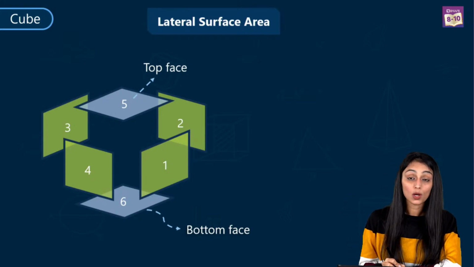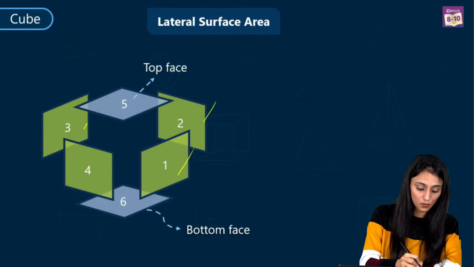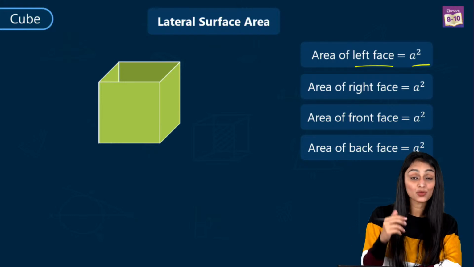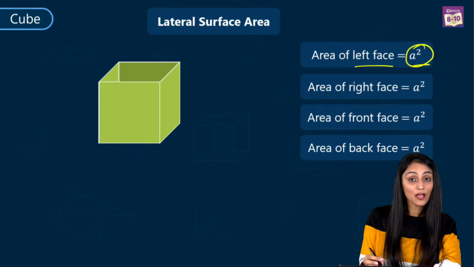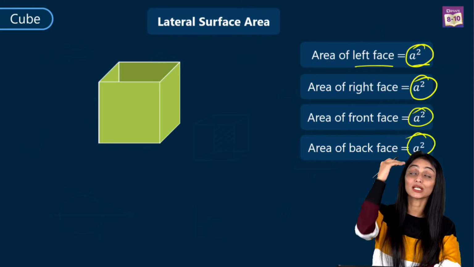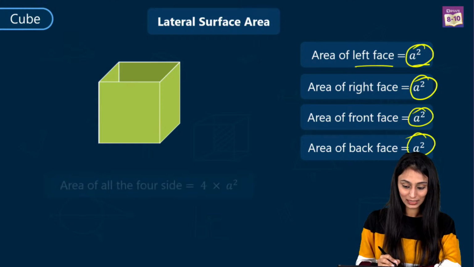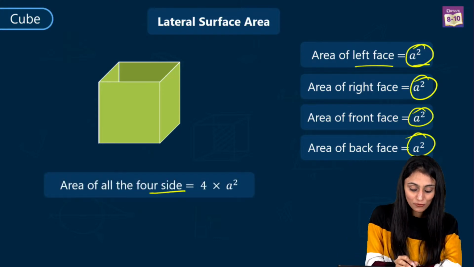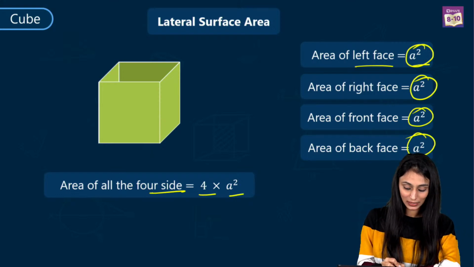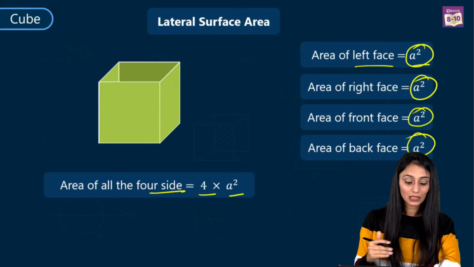Alright. So when you talk about the lateral surface area, we are considering these 4 surfaces, right? So for the left face, again, all the dimensions are same. Each one of them is a square. For the right face, it's a square. For the front face, it's a square. For the back face also, it's a square. I'm just excluding top and the bottom one, right? So area of all the 4 sides over here is going to be 4 times a square if you add all of them up, correct? So this is about the lateral surface area.